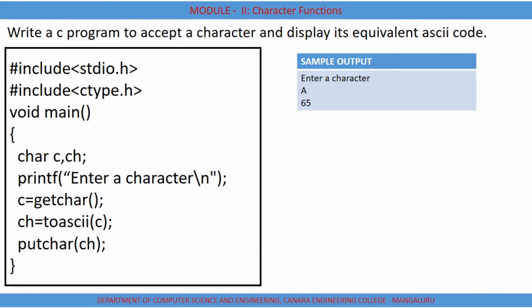Now I have used here two variables C and CH, both are of character type. So I need to accept the character from the user, so I am making use of this variable C. Then CH I am using here to store the result of getting the ASCII value of the entered character. So that's why I made use of these two variables, both are of character types.